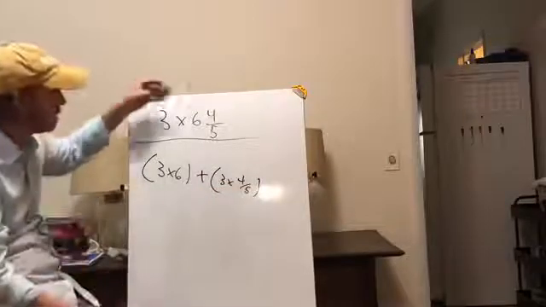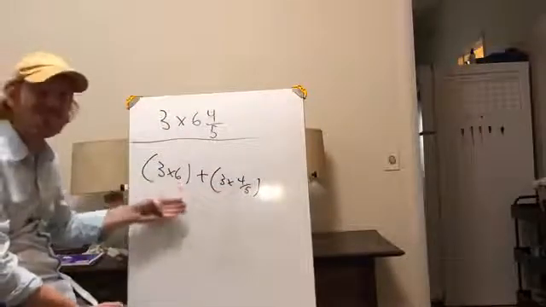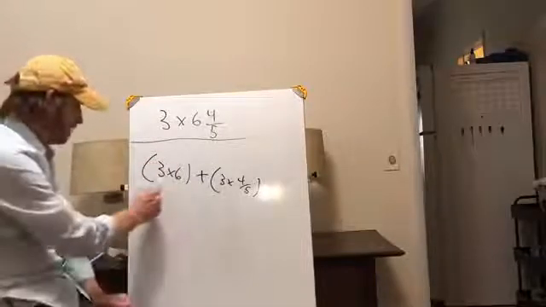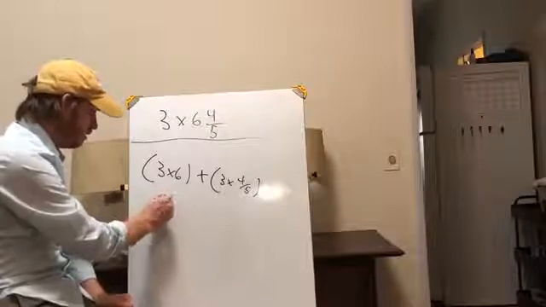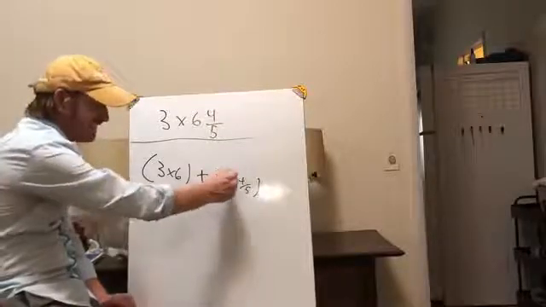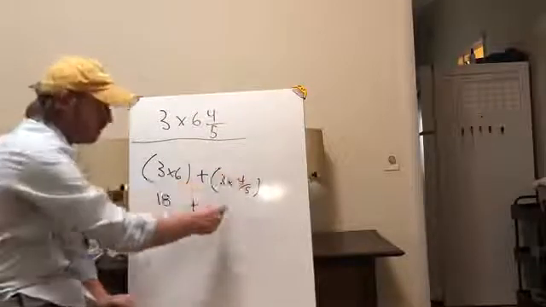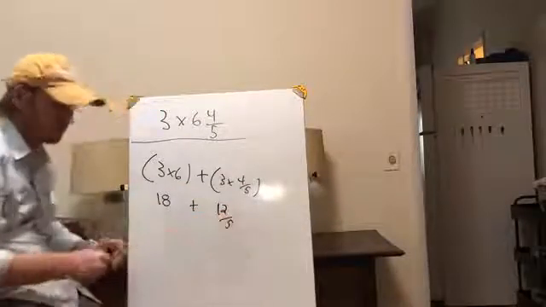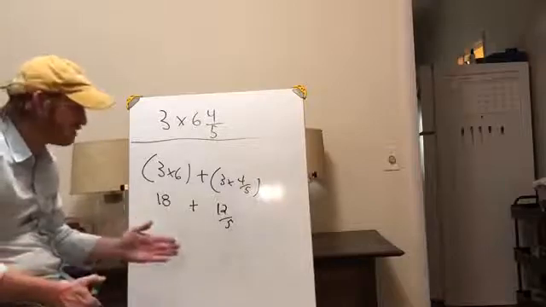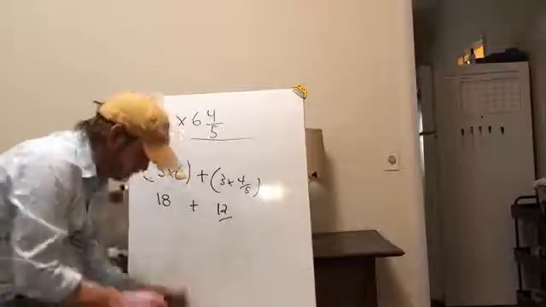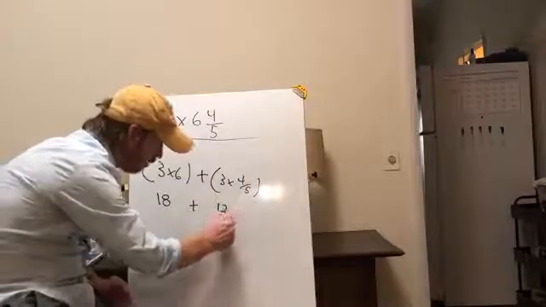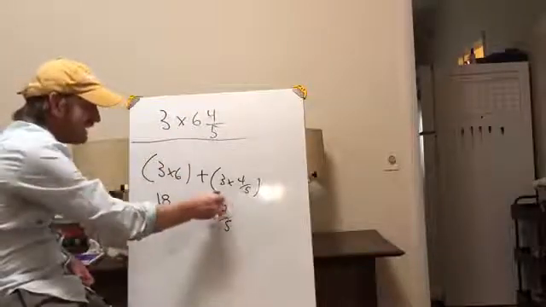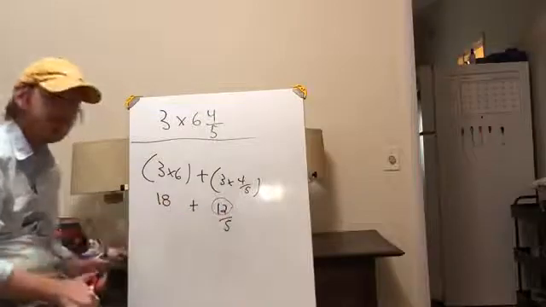I've taken something that was complicated and I've made it easier using the distributive property. 3 times 6 is 18. 3 times 4 over 5 is 12 over 5. But then again I notice that my numerator is higher than my denominator. So I can simplify this down.